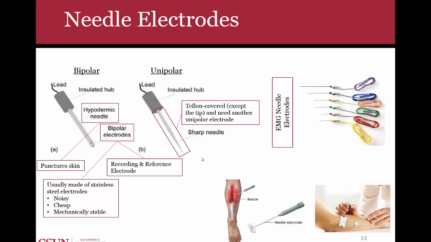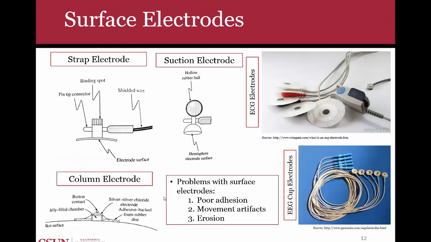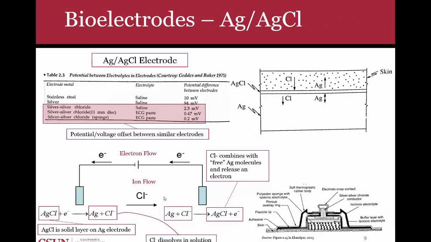In this case, the electrodes are not made of silver chloride. They're actually made of stainless steel, and that's because you have to make them mechanically stable because you are puncturing skin. You don't want the electrodes to break, so that's why they're made that way. So they're mechanically stable. They're also cheap, but they're also very noisy. Noisy because if you go back to the previous slide here, you get 10 millivolts of potential difference across two stainless steel electrodes. So that's quite a bit, again, in comparison to like say 0.2 or 2.5.